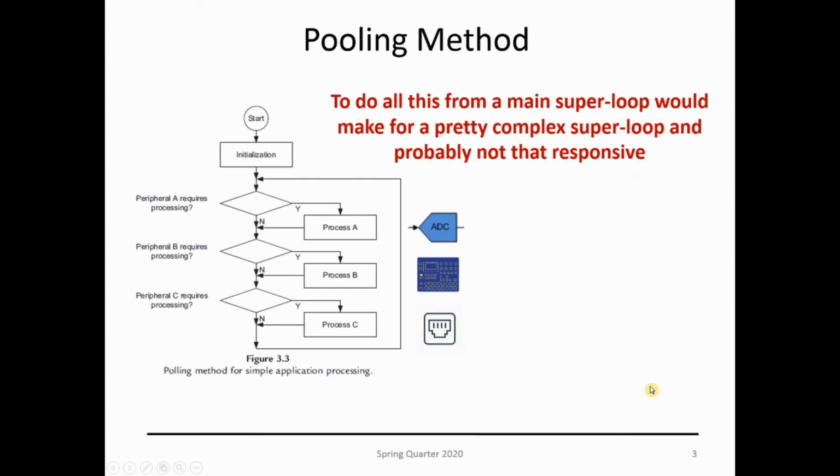The main question is, how would you implement this? Well, if you use the polling method, this is probably going to have a main super loop, and it will be a complex super loop and probably not that responsive. We know that the polling method is not a good approach when the applications are complex.